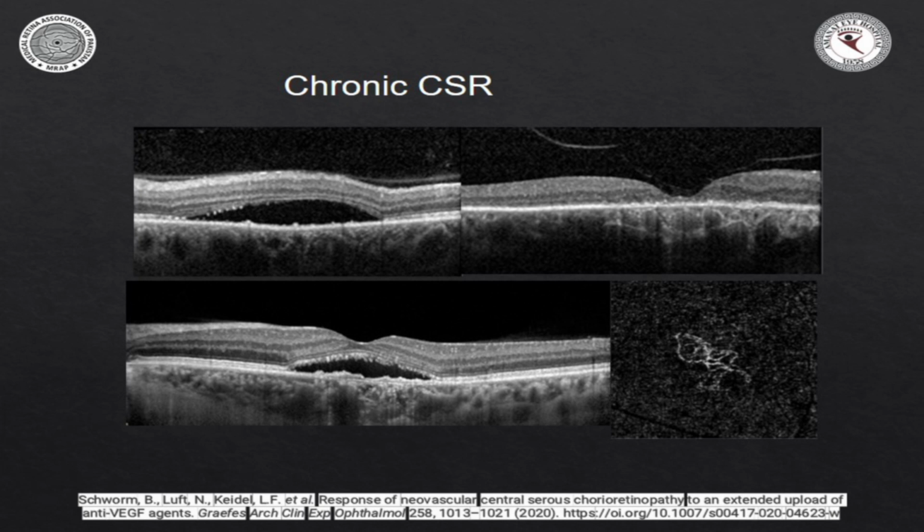So if you do OCT angiography on this lesion, you find out that there is in fact development of CNV in this lesion, and this to me is an indication for using anti-VEGF in CSR. Perhaps the only indication for using anti-VEGF in chronic CSR is when you've got documented evidence that there is a CNV in there.